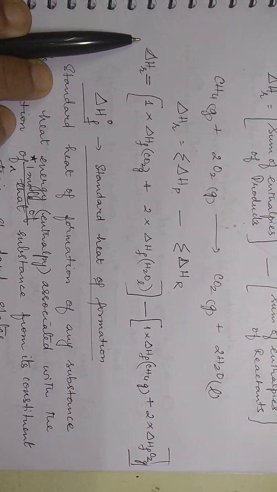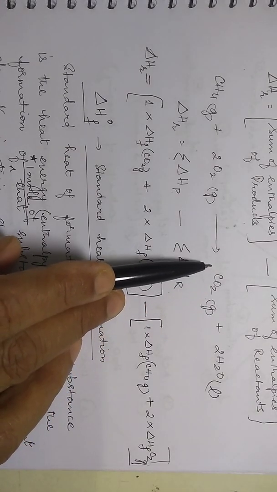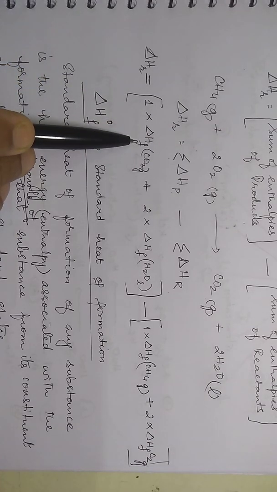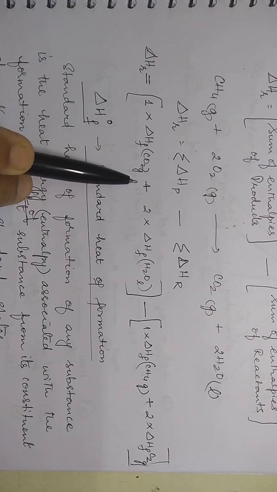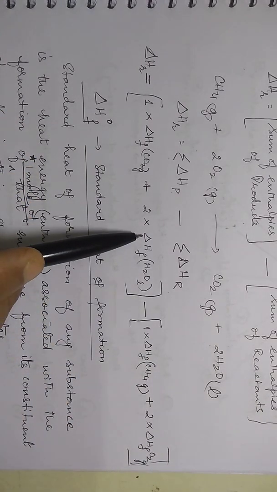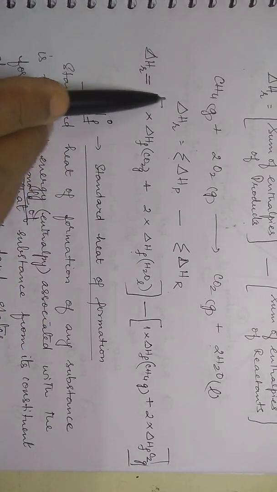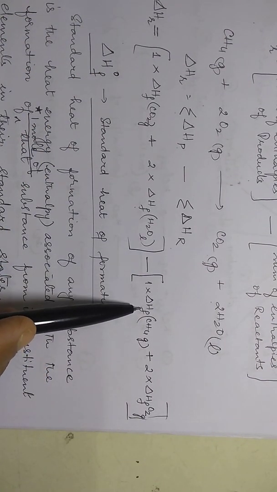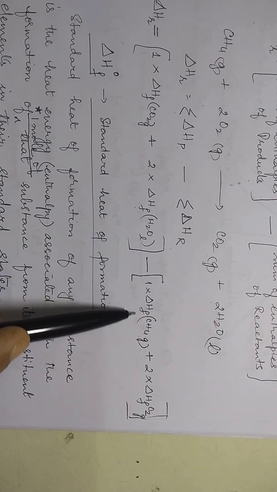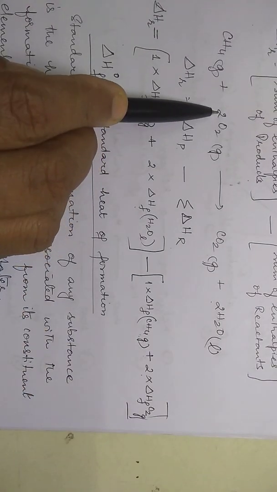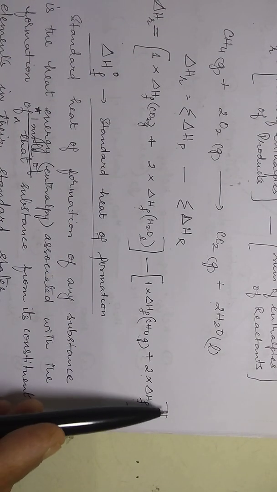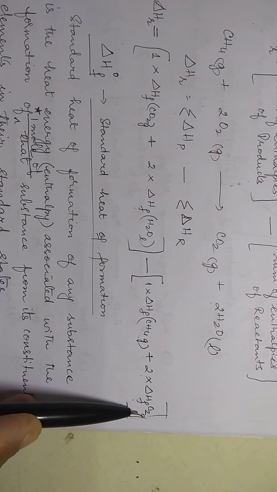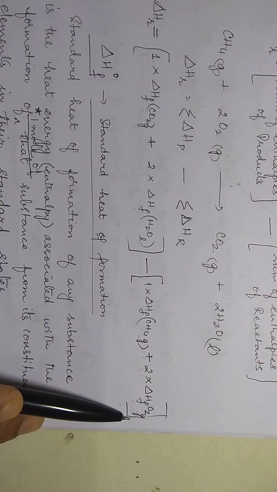Now how do you get it? Delta HR is equal to, on the product side, there is only one CO2, so I have written 1. First you have to take the coefficient of that particular substance into delta H formation of CO2, plus 2 into delta H formation of water. So this is your product side, minus 1 into delta HF of CH4, that is the heat of formation of CH4, plus 2 into delta H formation of oxygen. The delta H formation of each and every substance will be given to you. Based on that, you replace the values here and find out the answer for the numerical.